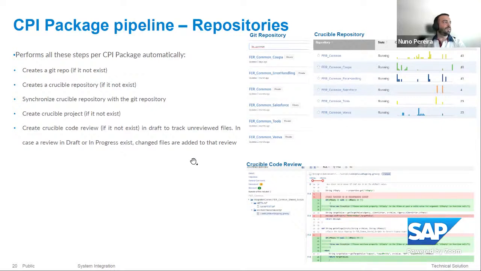And again, to the developer, all this process happens in the background. So all they need to know is that at the end of the day, these Crucible code reviews are always updated to the latest code available on Git, and this Git is also automatically populated, so they don't need to know all these inner details.